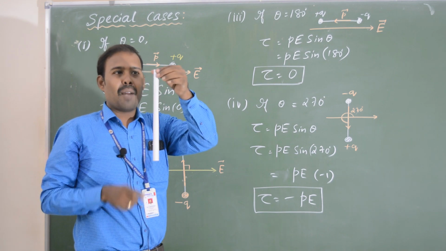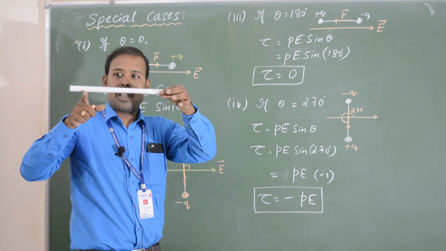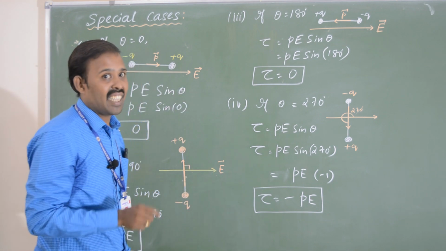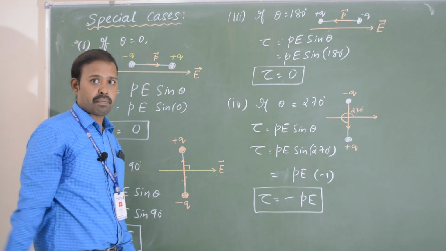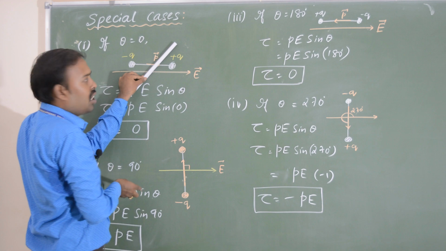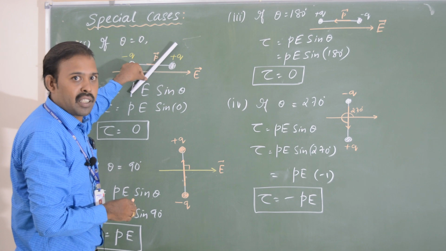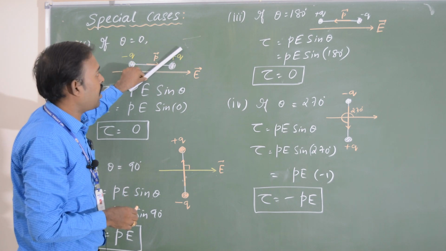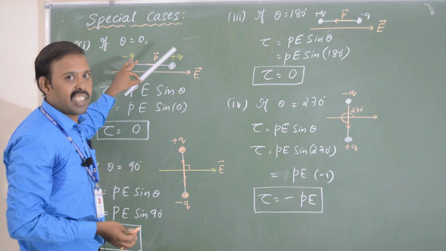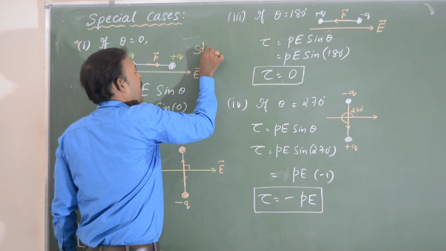So I am disturbing the dipole. If I disturb the dipole and it comes back to the same position by itself, then I can say the dipole is in stable equilibrium. For example, now the dipole is like this, so I will rotate it like this. One force will be acting like this, another force will be acting like this. If the force is removed, what happens? It comes back to the same position as it was. So if theta is equal to 0, I can say this is in stable equilibrium.